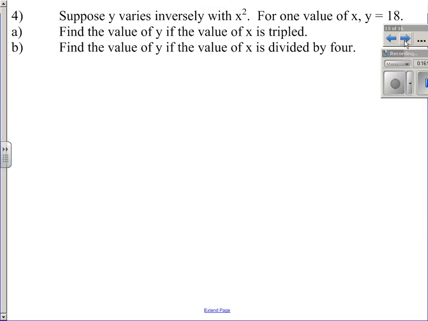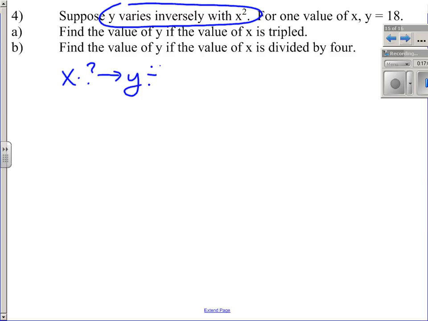Finally, we are almost done. If y varies inversely with x squared, then the relationship is if x gets multiplied by some number, y gets divided by the same number squared. And if x gets divided by some number, then y gets multiplied by the same number squared, right? Okay. Let me link this one to an example.